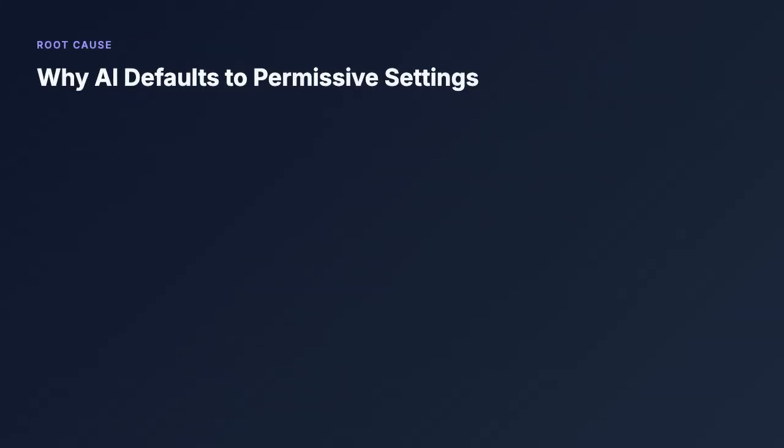Why does AI default to permissive settings? The root cause is in its training data. Introductory tutorials prioritize getting things working. A tutorial showing you how to set up a CORS policy doesn't want to interrupt its narrative with a discussion of allowed origins, so it uses a wildcard. A tutorial on IAM policies uses action star because it avoids explaining individual permission names.